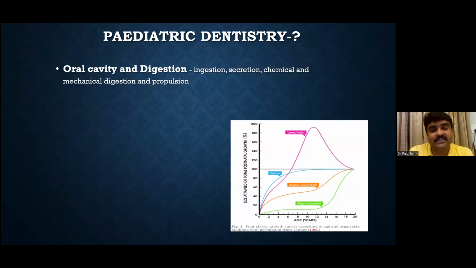Then the mixed food has to be propelled, made into a bolus, and go into the other part of the intestine, so that the other chemical digestion starts taking place. So ingestion of food, secretion of saliva, and chemical and mechanical digestion of food should all be there. These are the primary functions of the oral cavity.